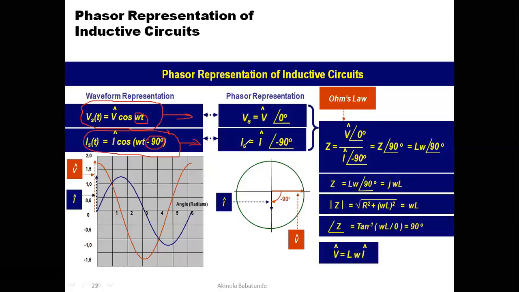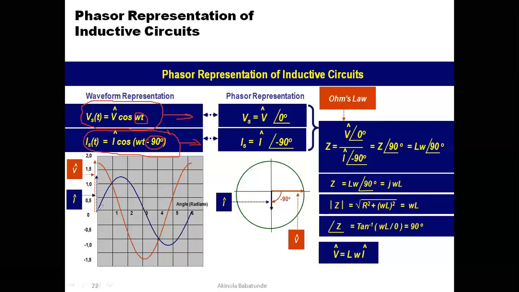So the source current will be equal to I, which is the amplitude of the current, multiplied by the phase angle of the current that we have here. That gives us minus 90. So you can see there is a phase angle. The orange color here represents our voltage, and the blue color represents our current.